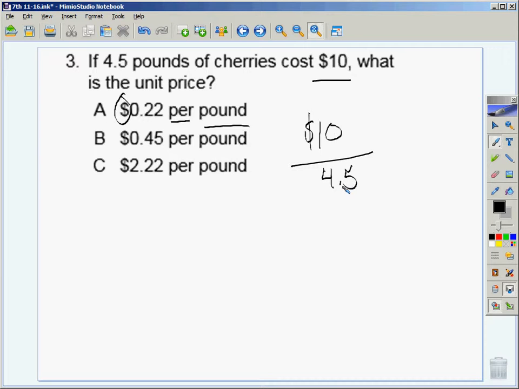Is 10 greater than 4.5? So it's going to be larger than 1. It's not this, it's not this. It had to be what? It was talking about 4.5 pounds. No, I divided 4.5 by 10. Yeah, you did pounds per dollar. But it said dollars per pound. It said dollars per pound.